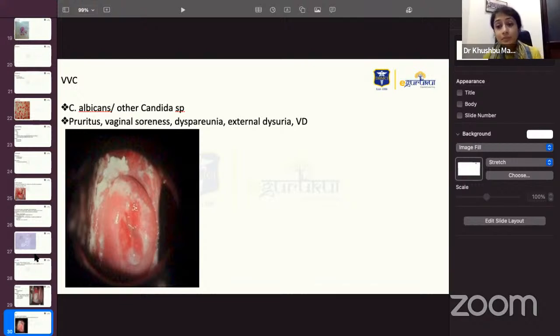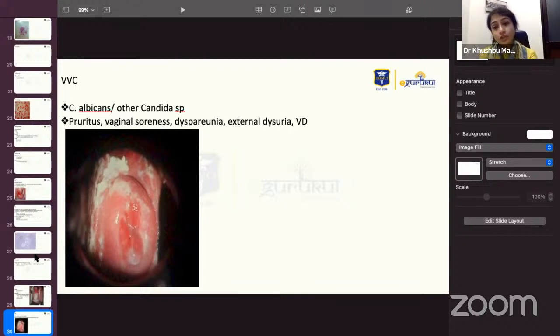Now, what are the symptoms here? The symptom here is extreme pruritus. So VVC, usually patients are very, very itchy. If you look at the vaginal mucosa, it's very red. It's eroded because the patient scratches so much. So because of so much scratching, there are erosions which are formed. So the patient also gives history that when the patient tries to pass urine, it burns because the urine touches those erosions, and the patient has dyspareunia and dysuria, right?